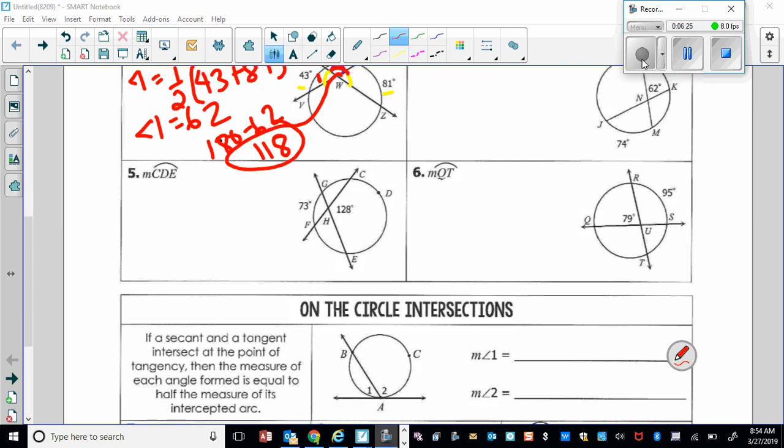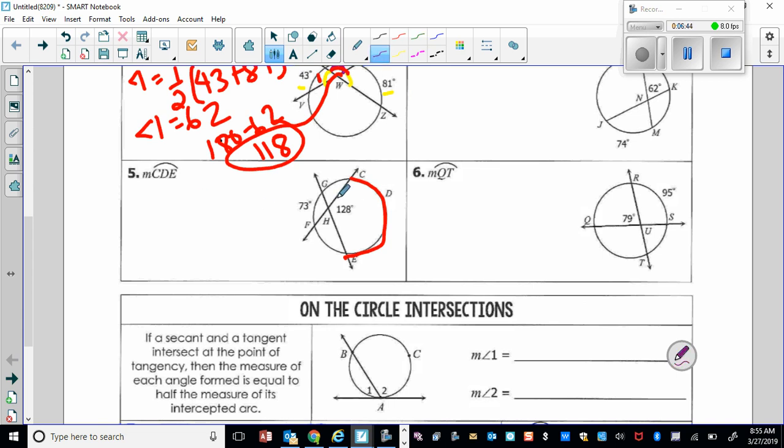All right, so let's get done number 5. I'll do the even numbers in class, but if you want to practice, you can do that too. In this case, the question is, what is CDE? What is this side? We can still apply the rule.